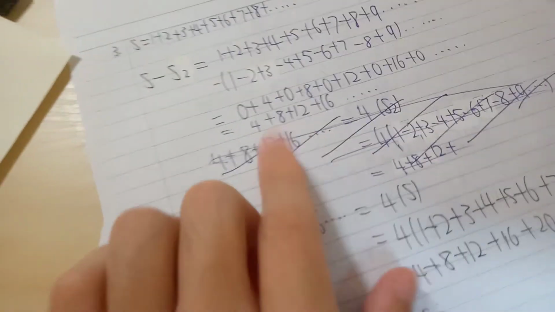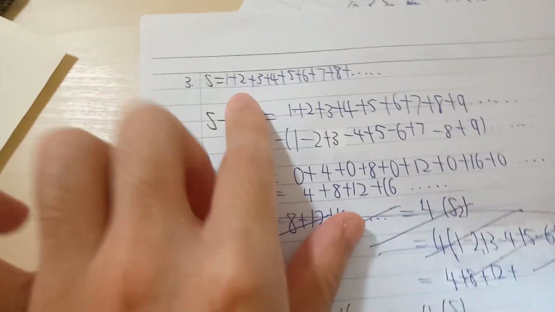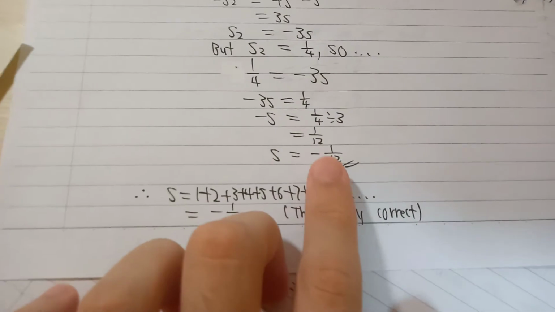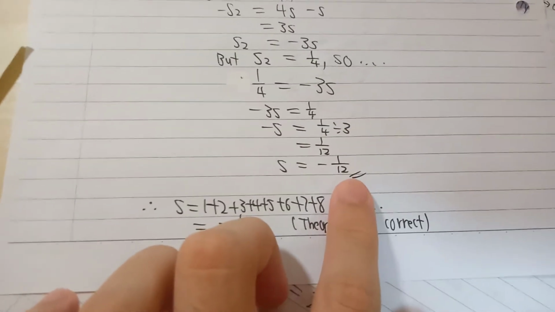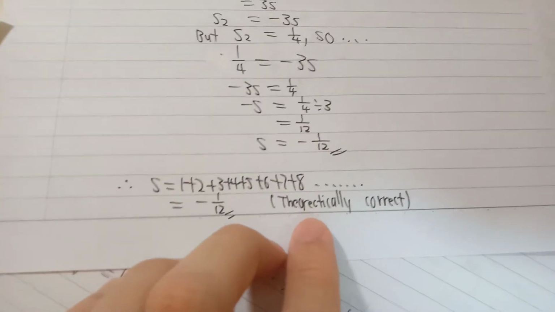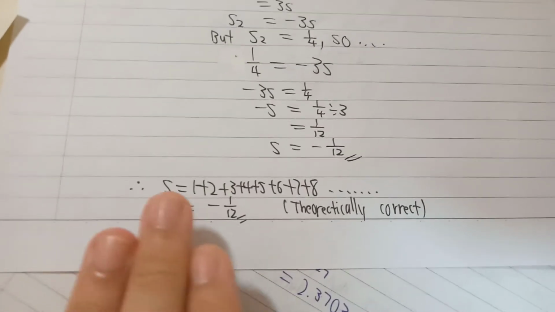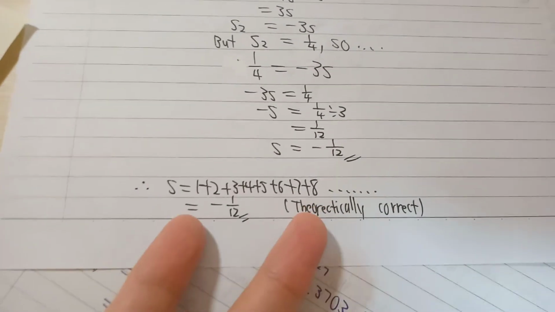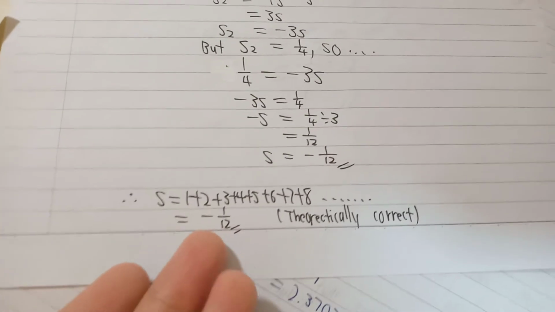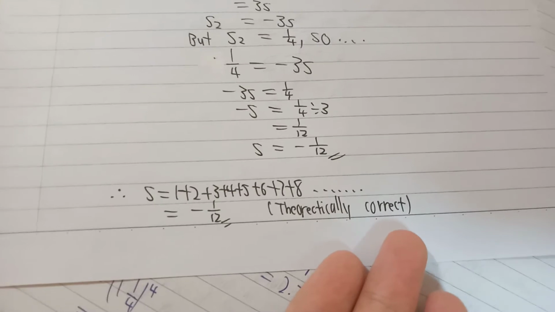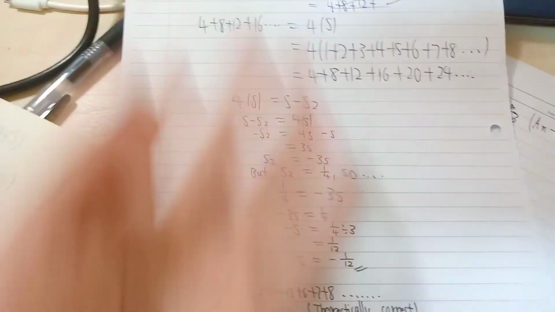And what is S? S is this. So this equals negative 1/12. This can cause a lot of controversy, because all these numbers tending to infinity will add up to infinity and not negative 1/12, which is technically wrong, but it's theoretically correct. That means this is possible with the above statements and equations. You guys can search online on this problem.